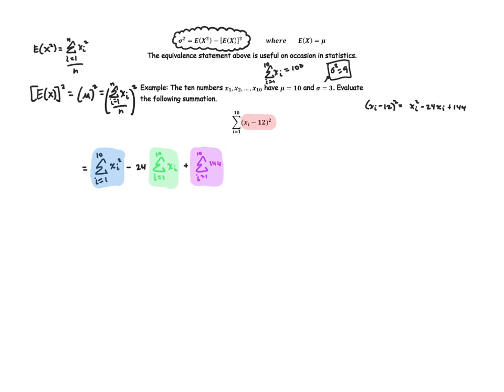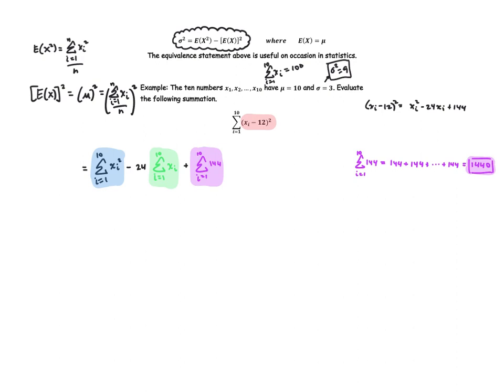Okay, so let's talk purple first. It's going to be kind of nice. If I added 144 10 times, all right, 10 of them, from 1 to 10, we get 1440. All right, let's save that, house it for later. Hold on to that one.